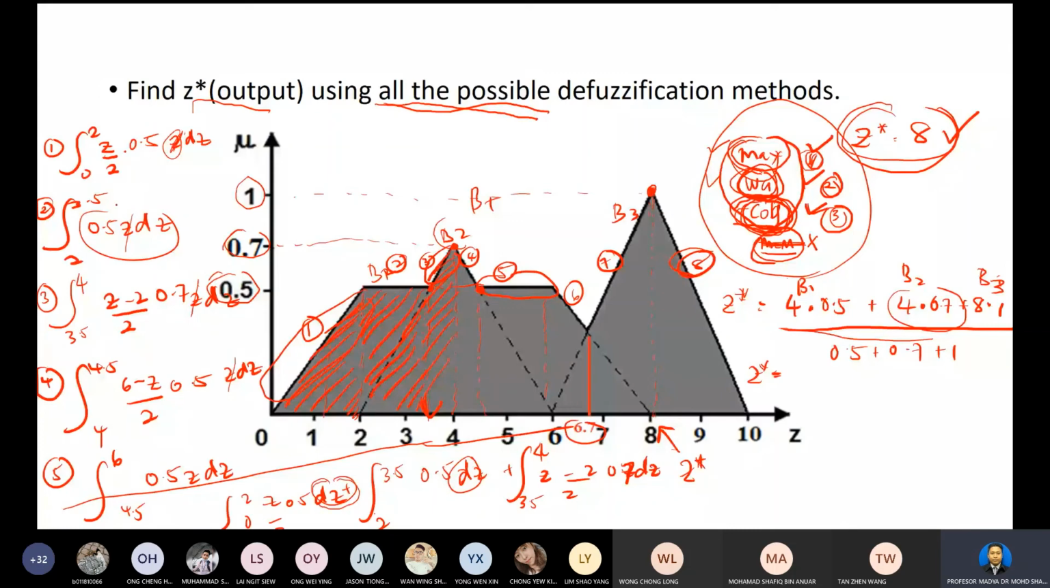Then use your calculator. After you get all 8 equations here, you can use your calculator to get the output. I give you 5 minutes to try to get the z output. What is the z output for this one? Maybe you can try first. I give you 5 minutes to get the answer here.